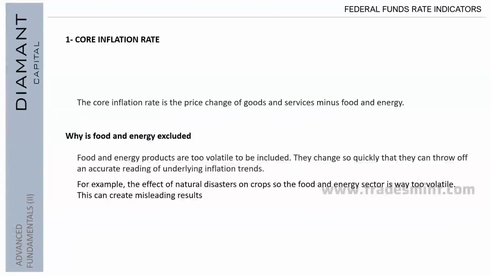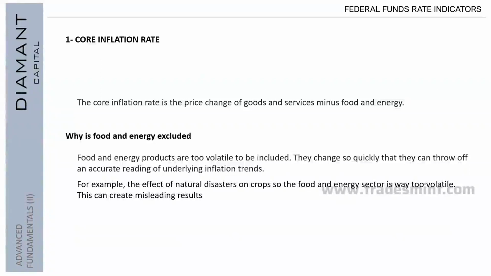Anyways, the first one is the core inflation rate. The core inflation rate is the price change of goods and services minus food and energy. So why is food and energy excluded? Food and energy products are way too volatile to be included. They change so quickly that they can throw off an accurate reading of underlying inflation trends. For example, the effect of natural disasters on crops. So the food and energy sector is way too volatile at that time. This can create misleading results.